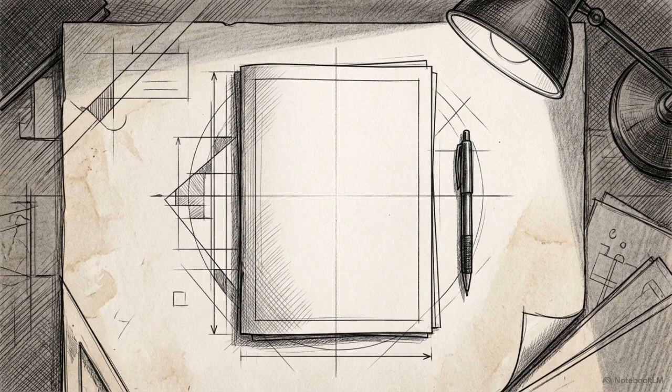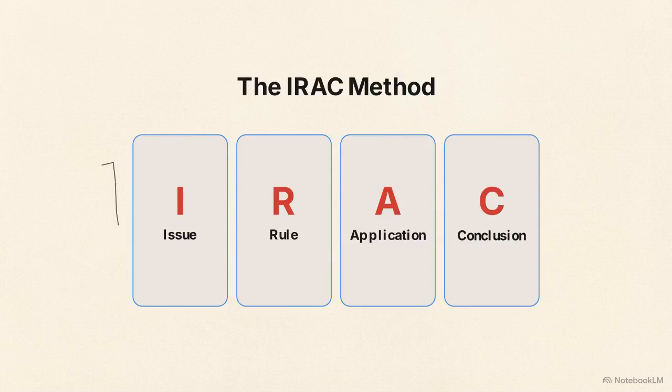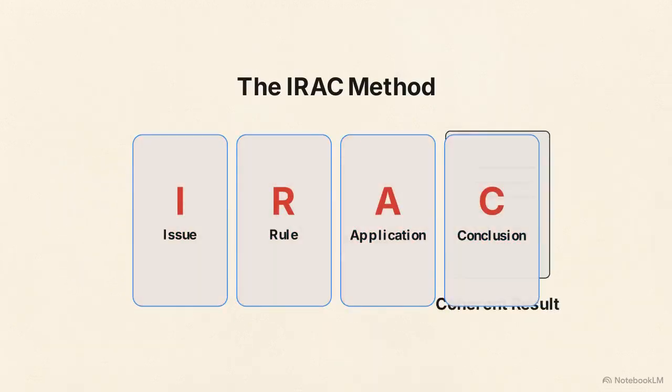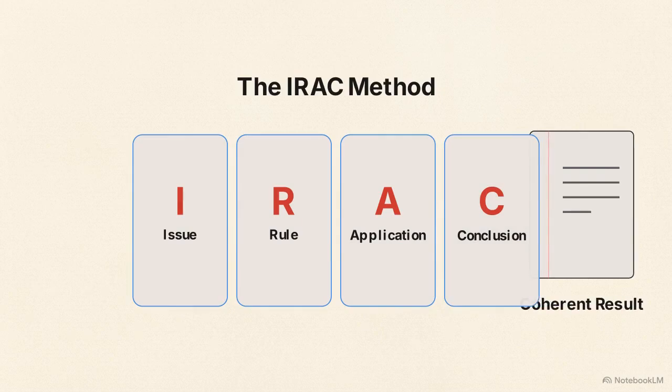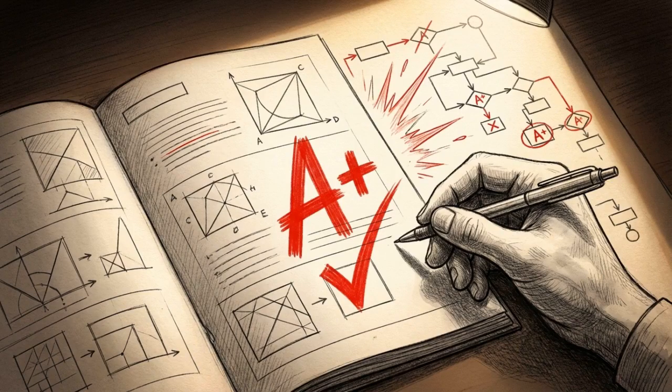To solve these problems in an exam, you must use the IRAC method: issue, rule, application, and conclusion. It is the only way to convert chaotic facts into a coherent legal result. Strictly separating the legal existence of a duty from the factual breach of that duty is the most effective way to secure marks in a tort law exam.